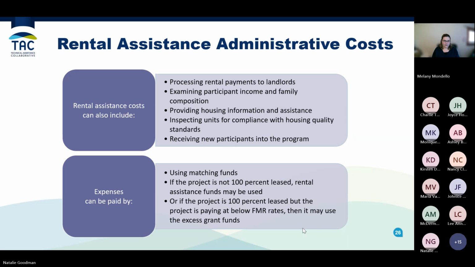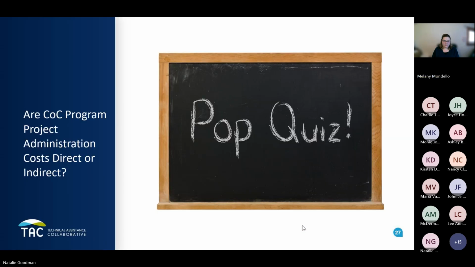Okay, next slide. Okay, this is a really easy question. You're all going to get it right. If you're brave, go ahead and put your answer in the chat. Our CoC program project administrative costs, direct or indirect? Give people a chance to think about it.